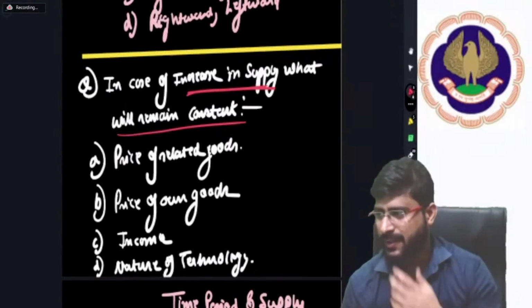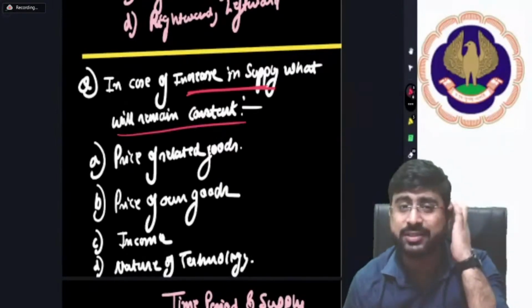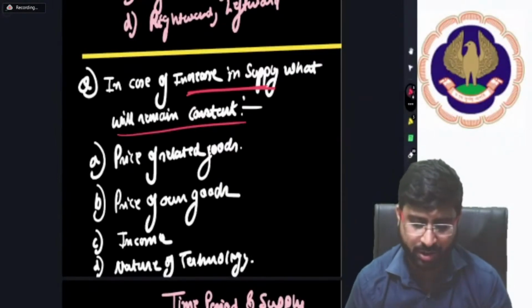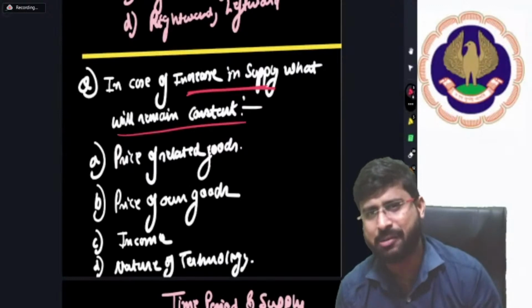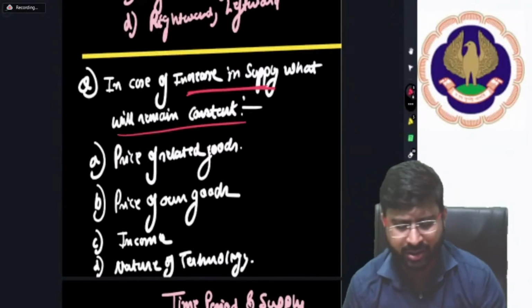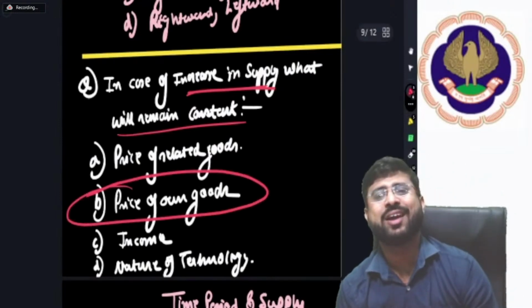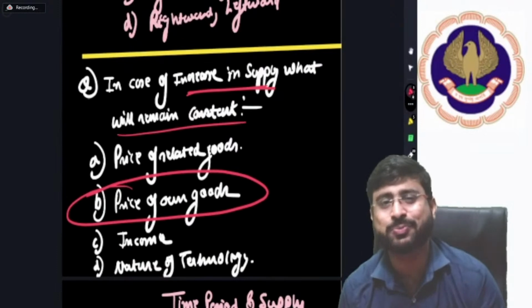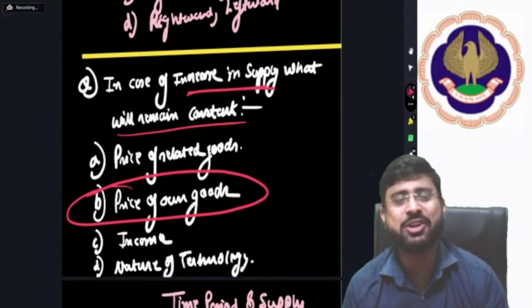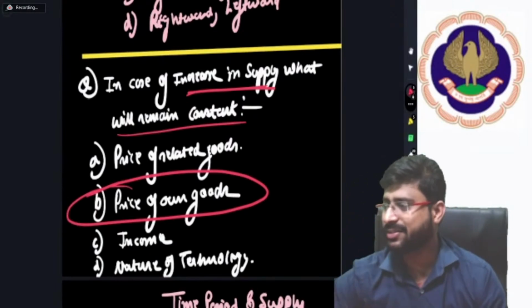Fantastic. You all are right. Please remember, in case of increase or decrease in supply, what will remain constant? It will be the price of own commodity. That will remain constant. Got it, friends? Yes, sir. Clear.